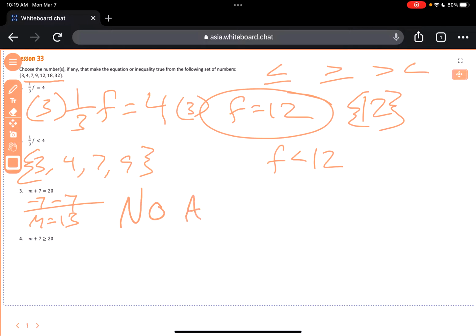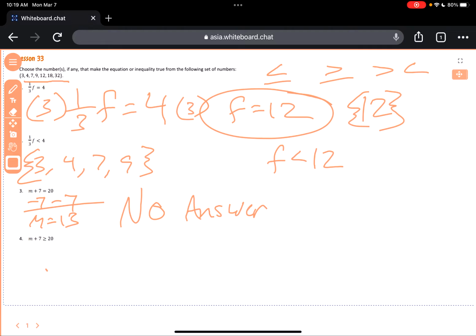No answer. Why? 13 is not in our list up here. It says choose the numbers, if any, that make the equation or inequality true from the following set of numbers. 13 is not in our list. So we'd say there is no answer here. No solution here.